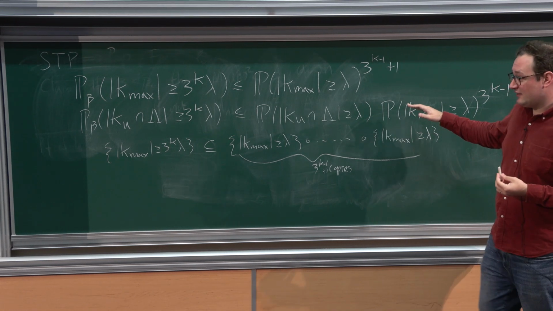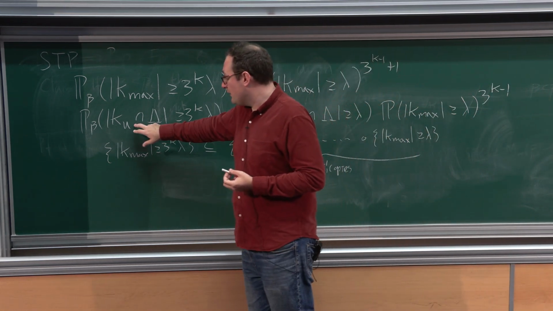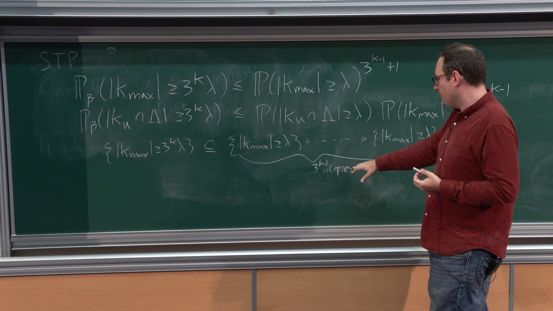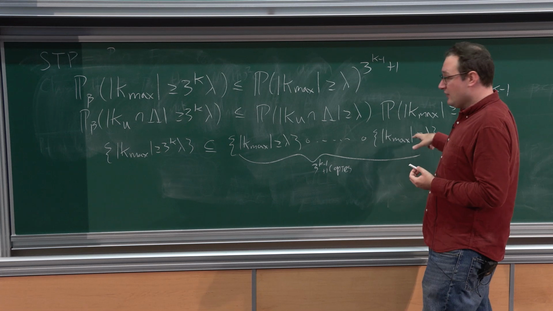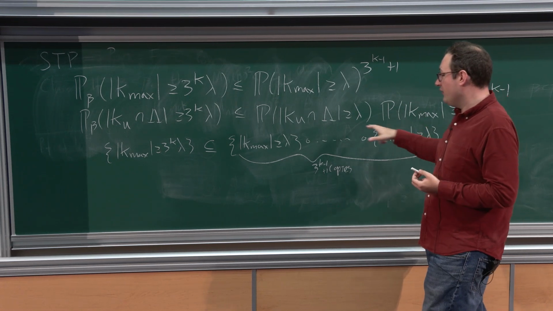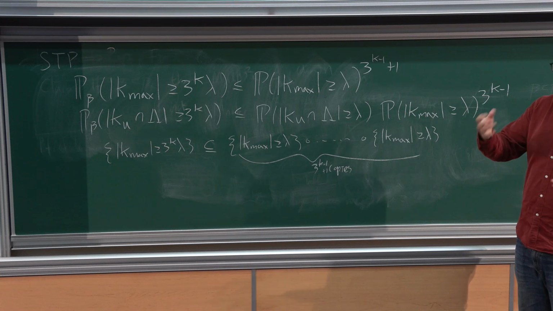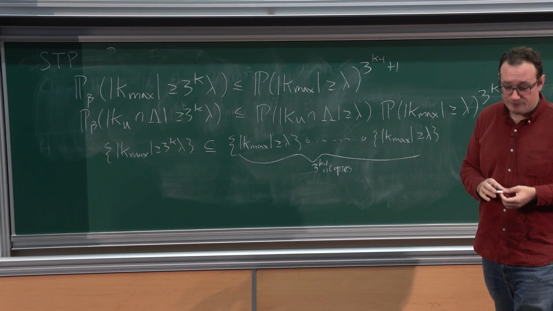And for the second thing, it's exactly the same, but if you look at this event, then you get just 3 to k minus 1 copies of this event and 1 copy of this event. Okay, just because basically one of those subgraphs is going to contain it.